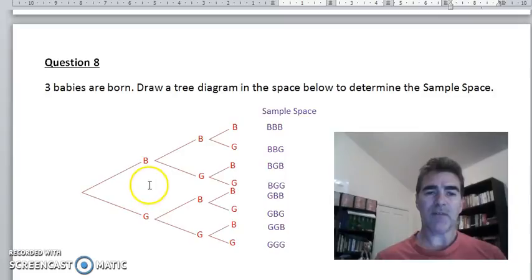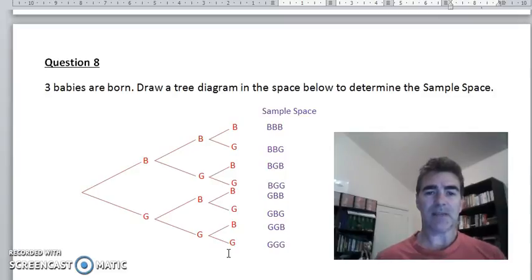Now regardless of that first baby, our second baby, which are these branches here, could be a boy or girl, remembering it could have been a boy first and then a boy or girl, or it could have been a girl first and then a boy or girl. So these middle branches represent our second baby, and then regardless of the first 2, we could have our third baby. That's our tree diagram. However, it is not our sample space.